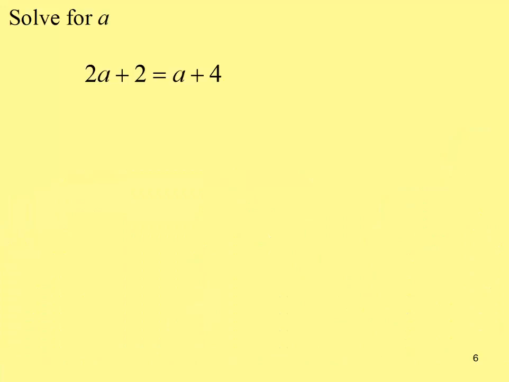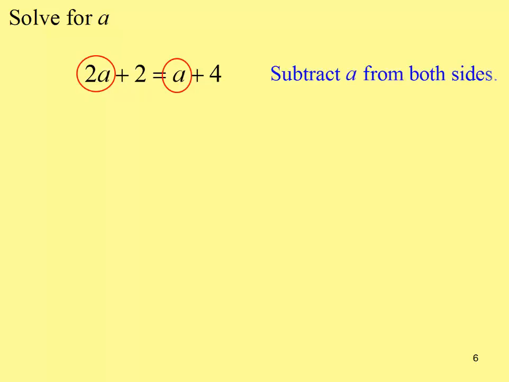Let's do some solving on linear equations. The process is something you've used before. You want to do the same thing to both sides. We need to get the a's together on the same side. So if we subtract a from both sides, on the left, 2a minus a is just a. And on the right, a minus a would be 0. So the a's would subtract out on the right, leaving just a 4.